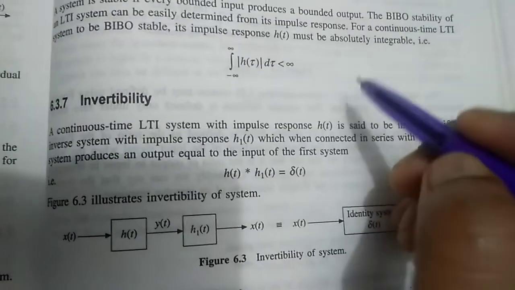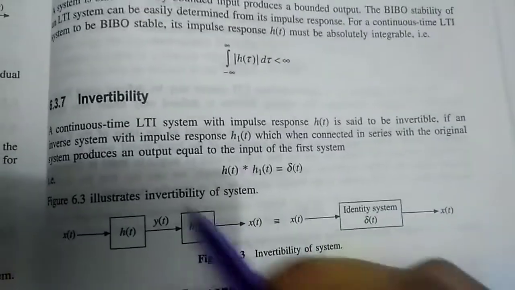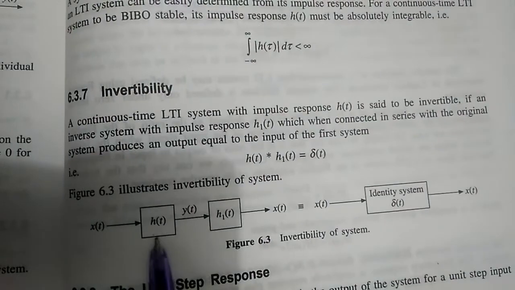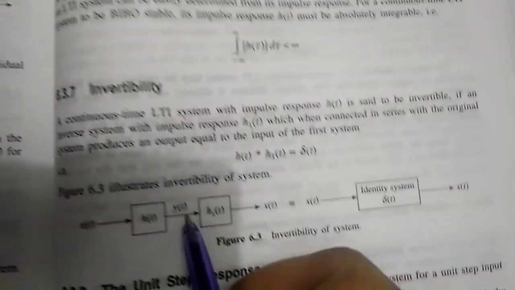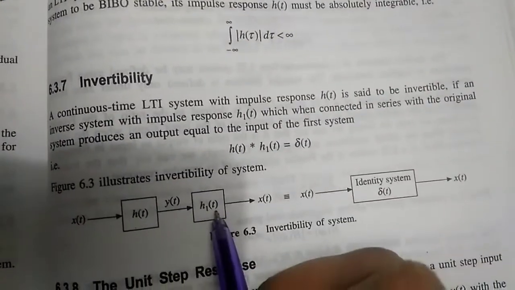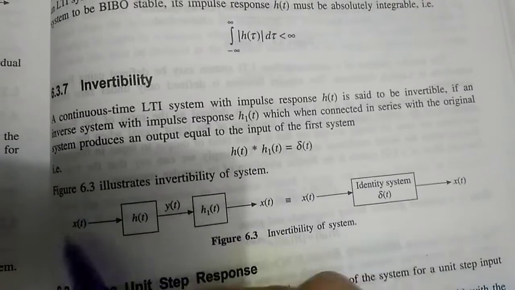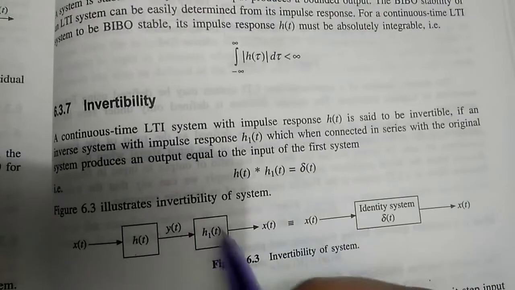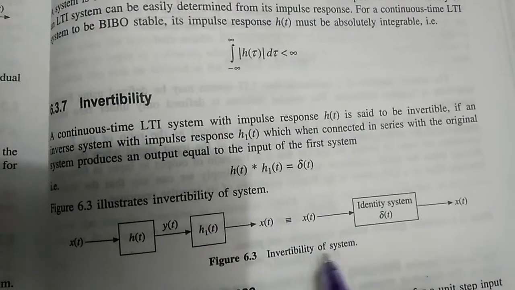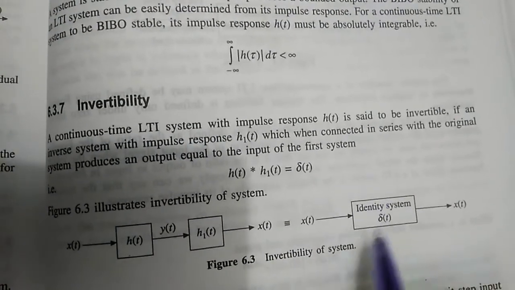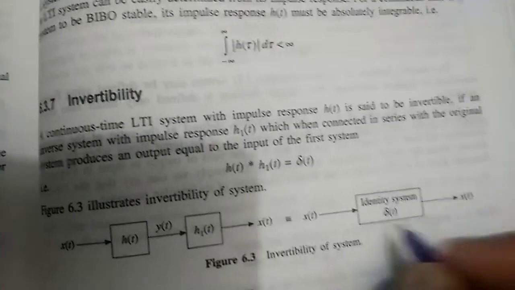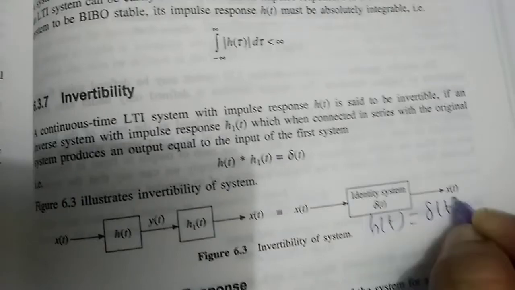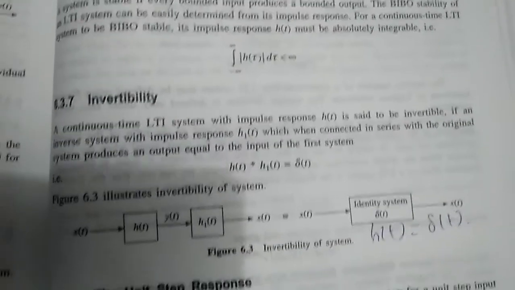The next property is invertibility. Here the condition is: if x of t is given to the impulse response system h of t, we will get y of t. Again, this y of t is given to the impulse response system h1 of t, and we will get the input x of t. This type of condition is known as invertibility of a system. So the system is known as an identity system. Here the condition is h of t is equal to delta of t.